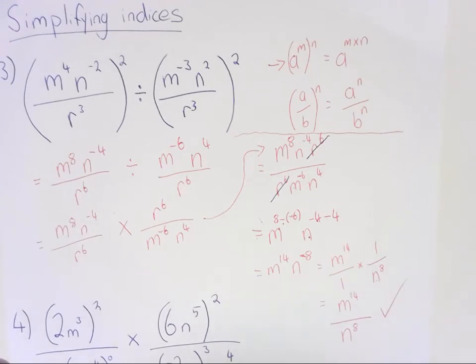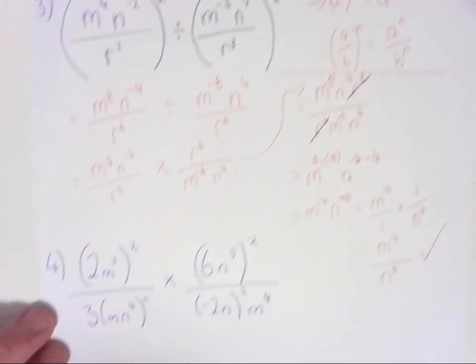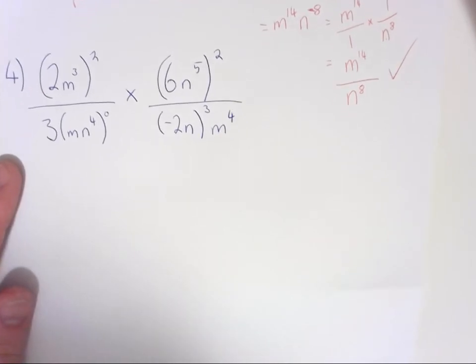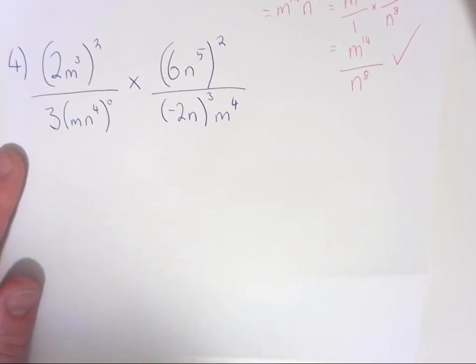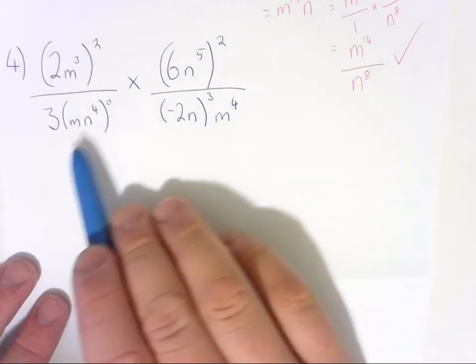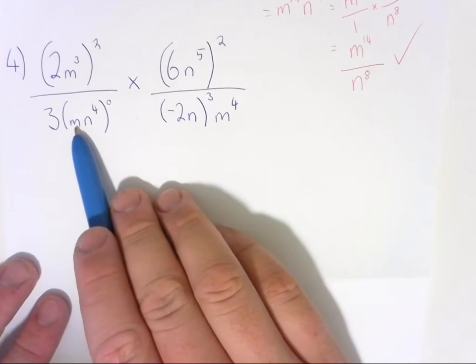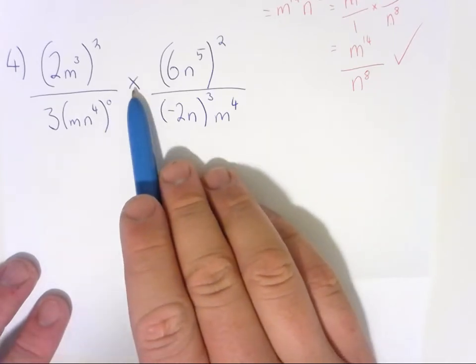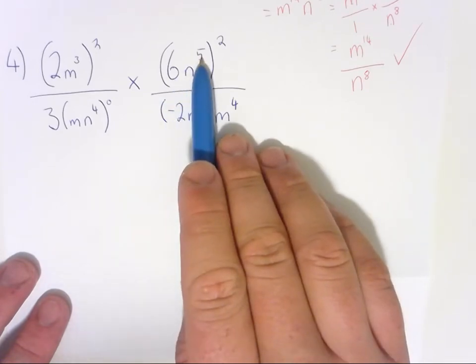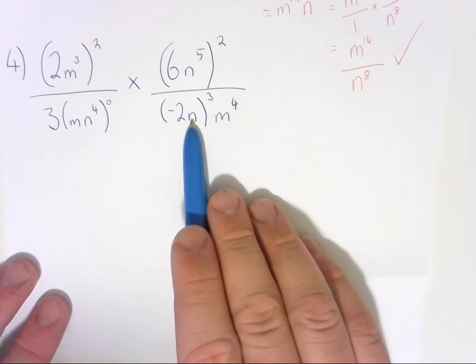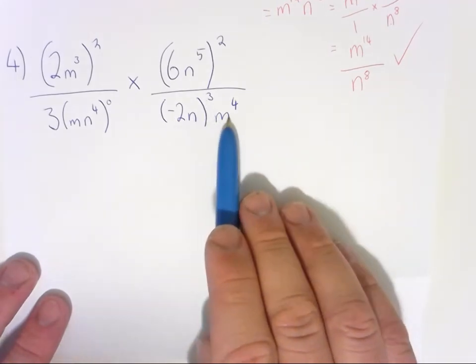Now, the last indice question I'm going to go through is again quite a tough one. So just scooch this up a little bit. So what I have here is 2m to the power of 3, just the m is to the power of 3, all to the power of 2, divided by 3, multiplied by mn to the 4, all to the power of 0. Then I'm multiplying that by 6n to the power of 5, all to the power of 2, divided by negative 2n to the power of 3, multiplied by m to the 4.